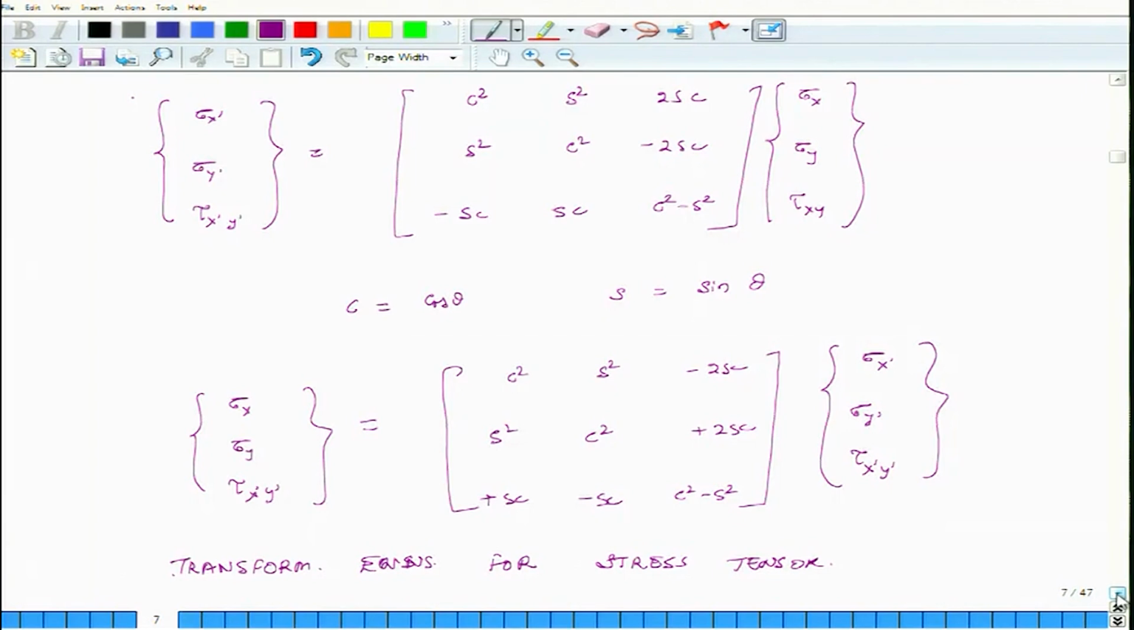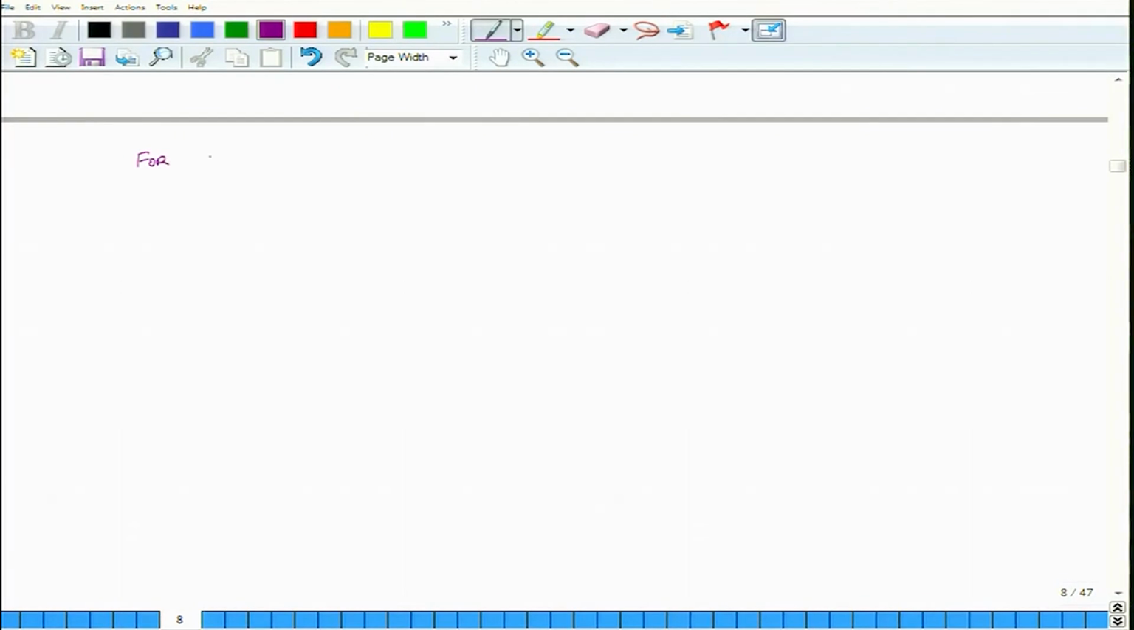In mathematics, it does not matter when you transform a second order tensor from one Cartesian coordinate system to another, the transformation matrix is the same. So, the equations for transforming strains are also the same. So, again, for strains, the transformation equations do not change. We can again write epsilon x, epsilon y and epsilon xy. So, these are tensor strains.